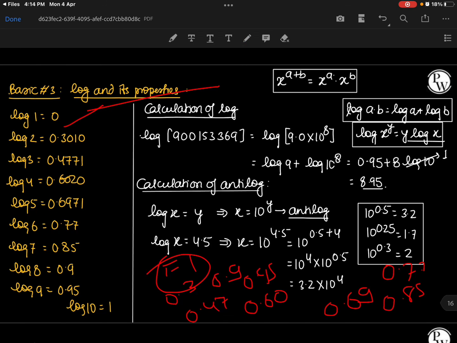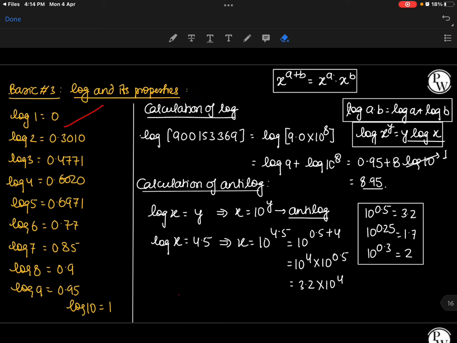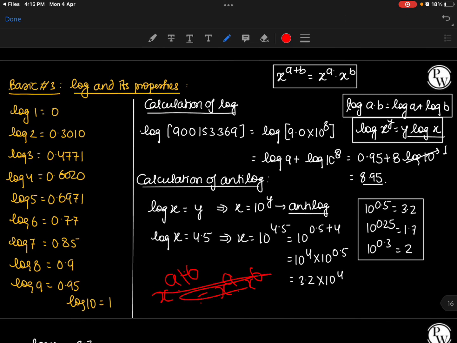Okay, there is some calculation like log of a times b, we can write as log a plus log b. For log 9000, we can write log 9 into 10 to the power 8, so log 9 plus 8 times log 10. The value of log 9 is 0.95, plus 8, is 8.95.